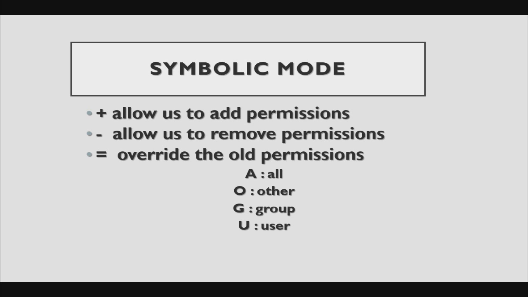Plus allows us to add permissions. Minus allows us to remove a permission. Equal overrides all permissions. Now A represents all, O represents the other group, G represents group, and U represents users.